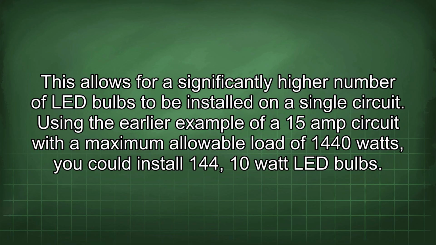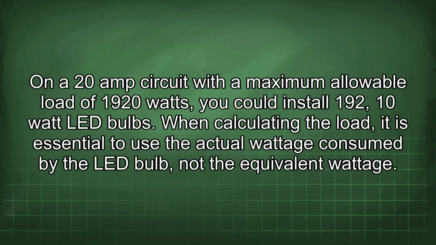Using the earlier example of a 15-amp circuit with a maximum allowable load of 1440 watts, you could install 144 10-watt LED bulbs. On a 20-amp circuit with a maximum allowable load of 1920 watts, you could install 192 10-watt LED bulbs. When calculating the load, it is essential to use the actual wattage consumed by the LED bulb, not the equivalent wattage.